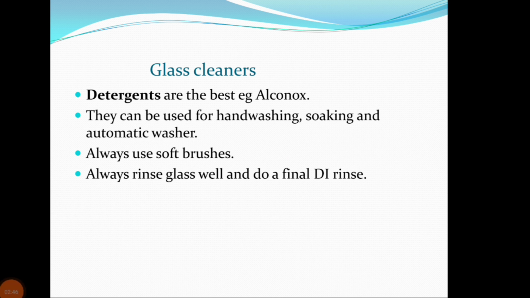Glass cleaners. Detergents are the best example, such as Alconox. They can be used for hand washing, soaking, and in an automatic washer. Always use soft brushes. Always rinse the glass well and do a final DI rinse.